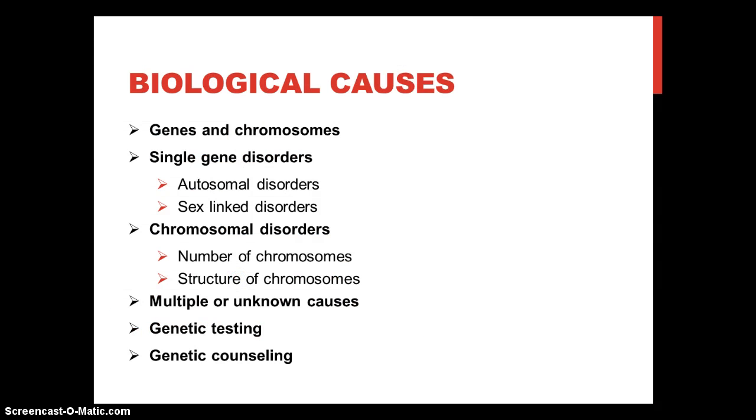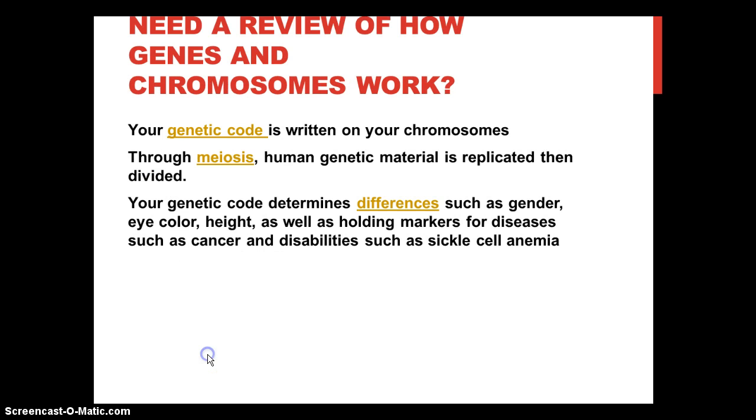When we talk about biological causes, there are causes that are related to genes and chromosomes. They have what we call single gene disorders, autosomal disorders, and sex-linked, which we'll talk about in just a minute. Then we talk about chromosomal disorders, disorders in the number of chromosomes and disorders in the structure of chromosomes. And then we have what we call multiple or unknown causes, and then we've got a little bit about genetic testing and a little bit about genetic counseling.